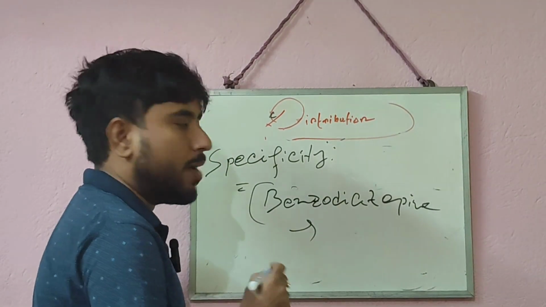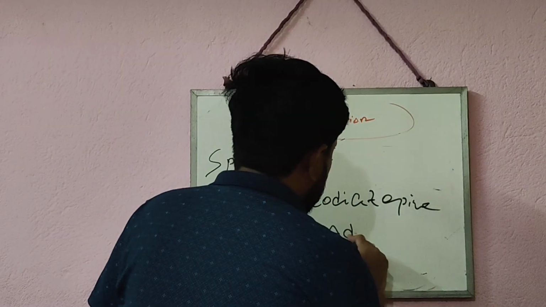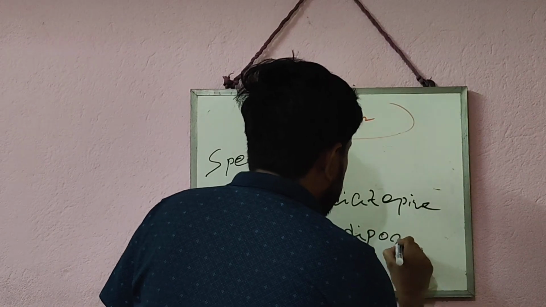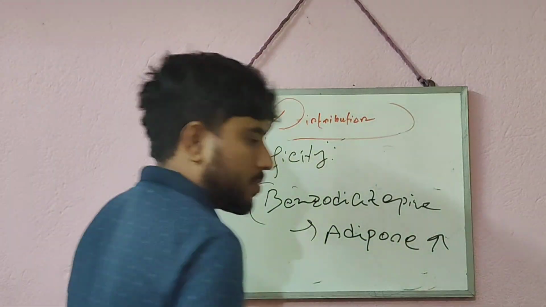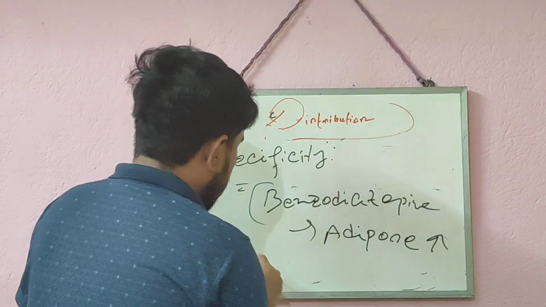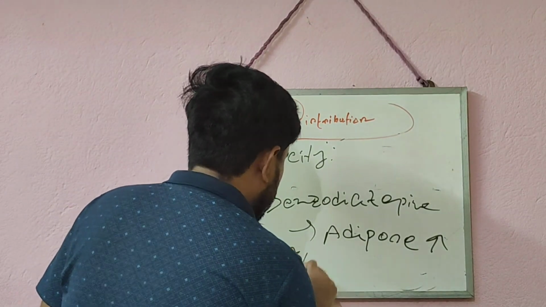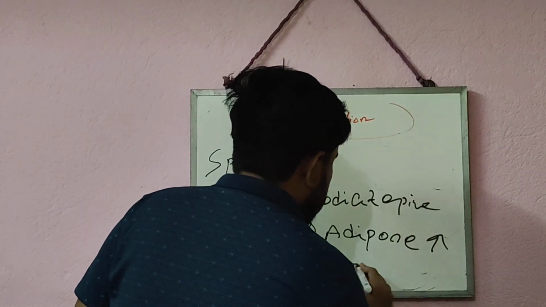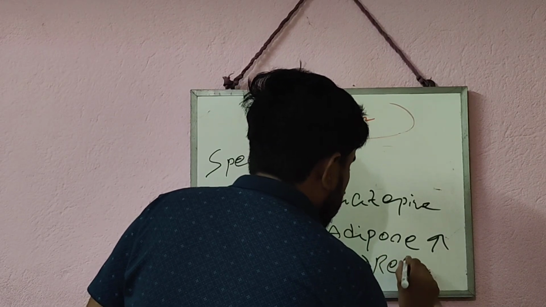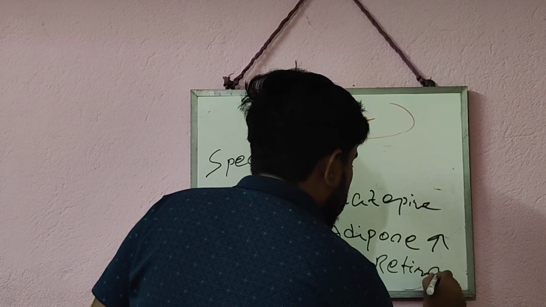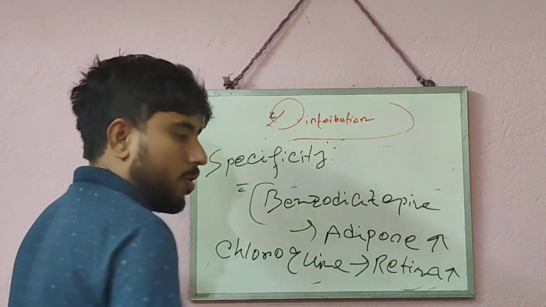Benzodiazepines have more affinity towards adipose tissue. So in adipose tissue, their distribution will be more. Like that, another example is chloroquine, which we take for malaria. That is generally preferred in the retina. So in the retina, distribution will be more in the case of chloroquine.